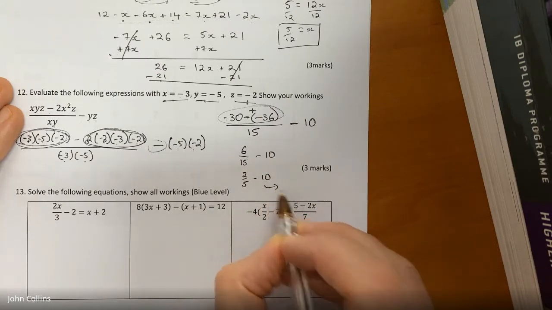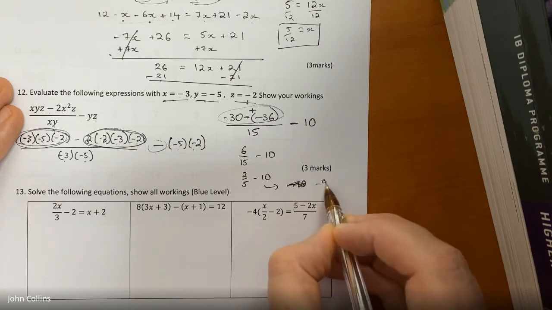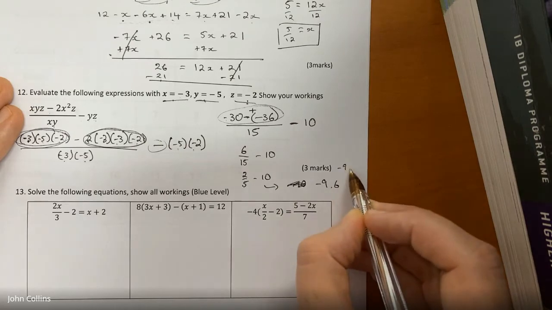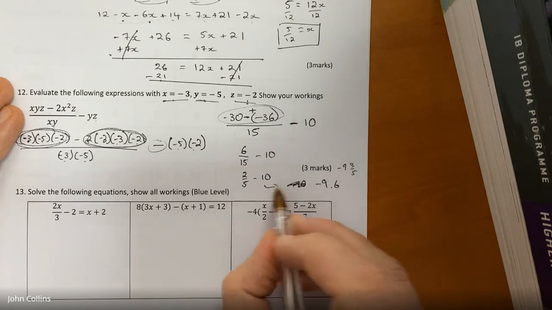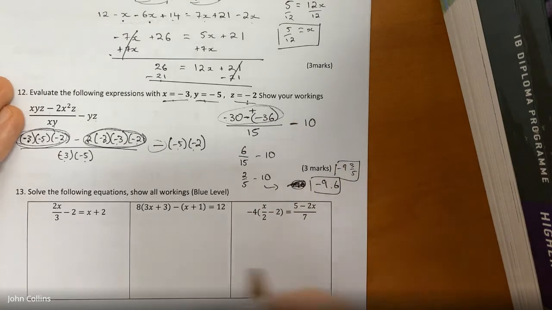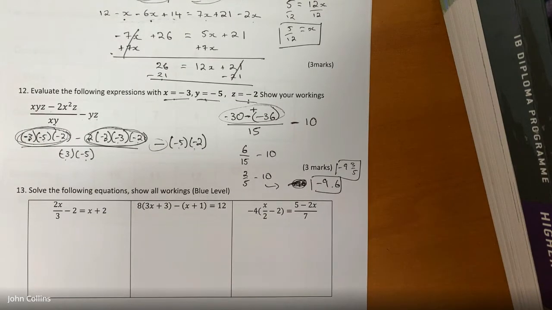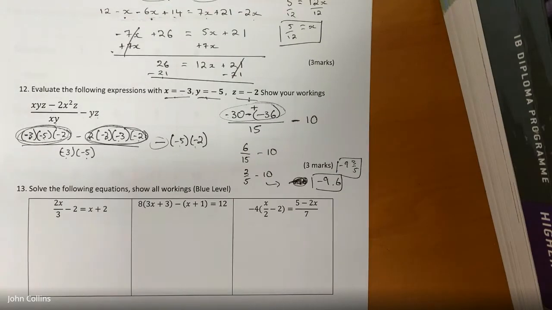If you use your calculator, it's minus 9 and 3/5, or minus 9.6, because of course negative 10 add 2.5, or 2/5, is going to be this. One of these answers should be fine. And there's attempt marks going here as well. So if you got parts of it right, you will be getting attempt marks, or an attempt mark.